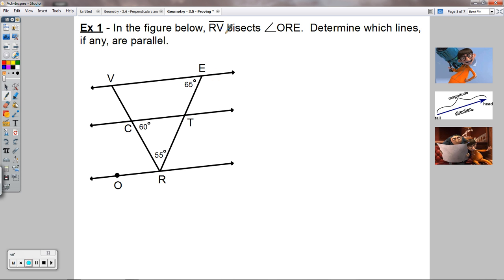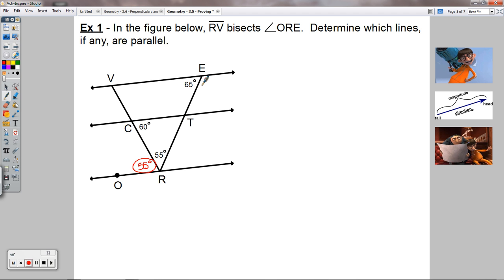In the figure below, segment RV bisects angle ORE. Determine which lines, if any, are parallel. So if this bisects ORE, then in the picture, I can say that this would have to be true. I can prove that this is true. So I'm going to get out my red, my other color, and say some extra things in the picture based on information that is given to me. So I know that this would have to be true. Why is that true, you might ask?